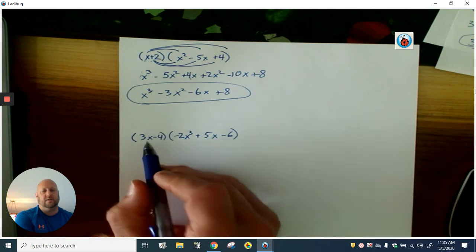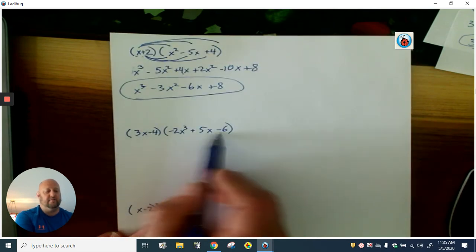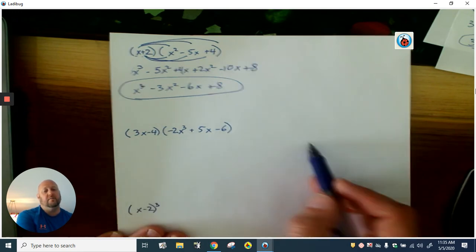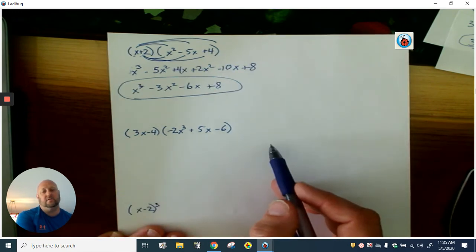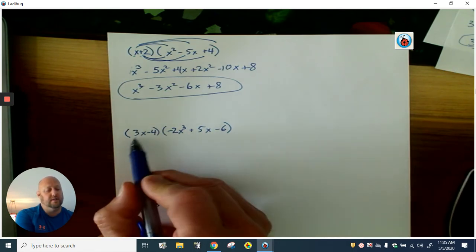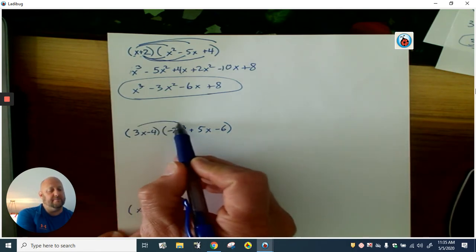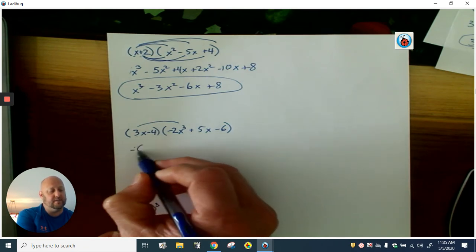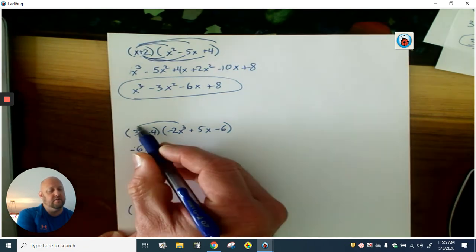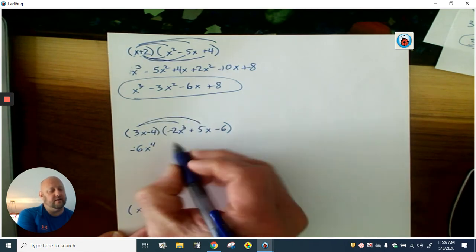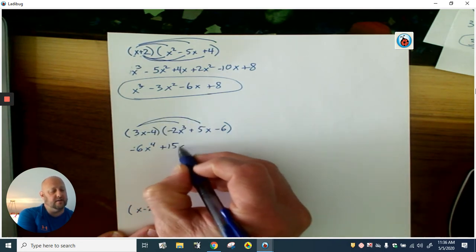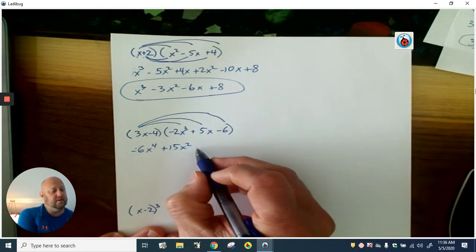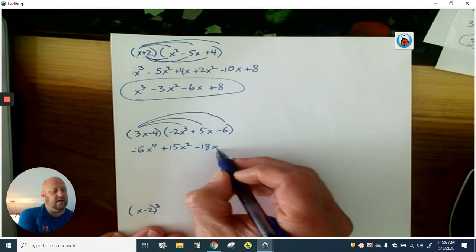So let's try this one. We have a binomial, we have a trinomial, so 2 terms and 3 terms. When we FOIL this out, we better have 6 terms to then look to combine like terms. So again, we take that 3x and the negative 2x to the third, we get negative 6x to the fourth. We take that 3x times the 5x would be 15x squared. 3x and the negative 6 would be negative 18x.